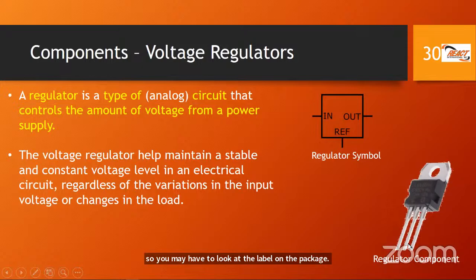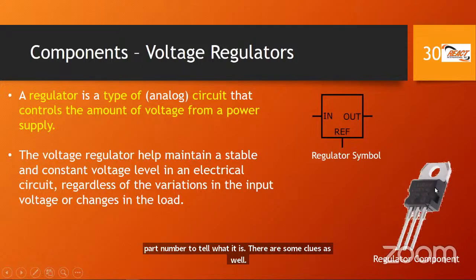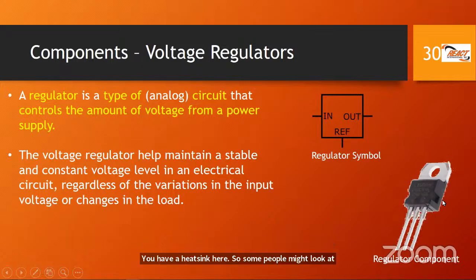You have a heatsink here. So some people might look at it and say it's a voltage regulator. But it's not necessarily easy to always tell what a component is by just looking at the form factor, right? So this here is a voltage regulator. It's the component, what it will look like on a circuit board, or one of the ways it will look. And here on your screen is the symbol that we will typically use to represent a voltage regulator in a circuit or in a schematic.